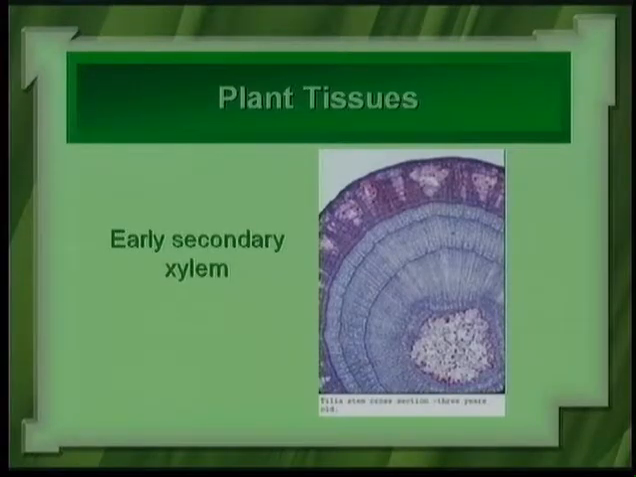Okay, so here, very, very nice image. We have here a cross-section of a stem of a dicot. We're going to get into dicots and monocots in a bit. So the interior here is what would have been left from primary growth. Remember, primary growth is growth in the up and down direction.